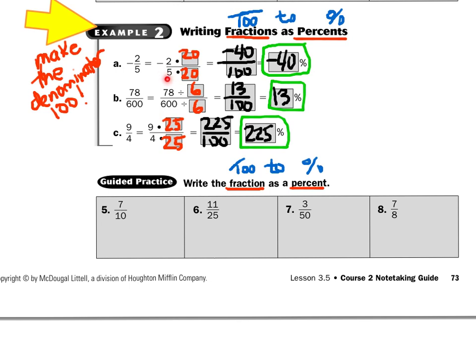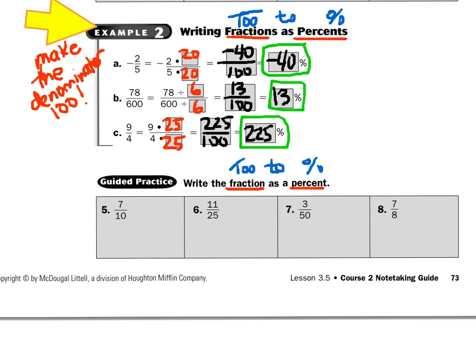So take a look at the 5. I know I could multiply 5 by 20 to make it become 100. Whatever I do to the bottom, I have to do to the top. So -2 times 20 gives me -40. Since it's -40 per 100, that would just be -40%.